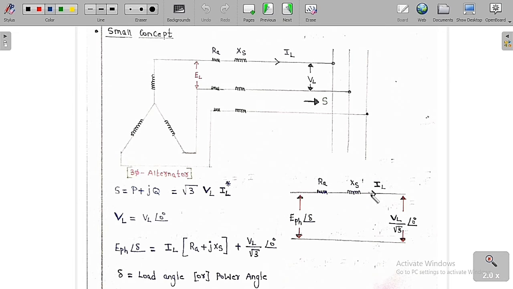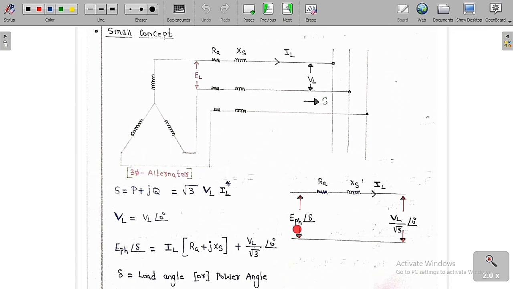I have already told you in a synchronous machine, E bar is always going to lead VL. The induced voltage is always going to lead the terminal voltage. So angle is delta. Now I will write the EMF equation. Based on the KVL vector equation, we get EPH at an angle of delta is equal to IL into RA plus JXS plus VL by root 3 at an angle of 0 degree. Delta is called the load angle or the power angle.